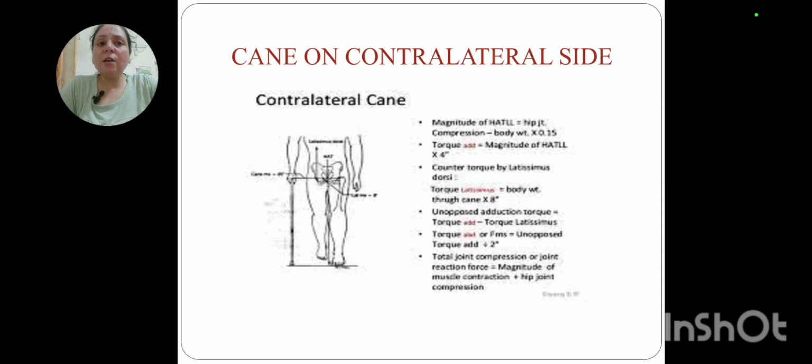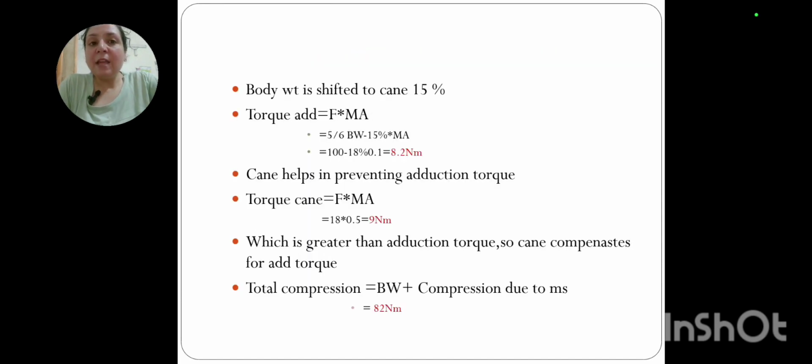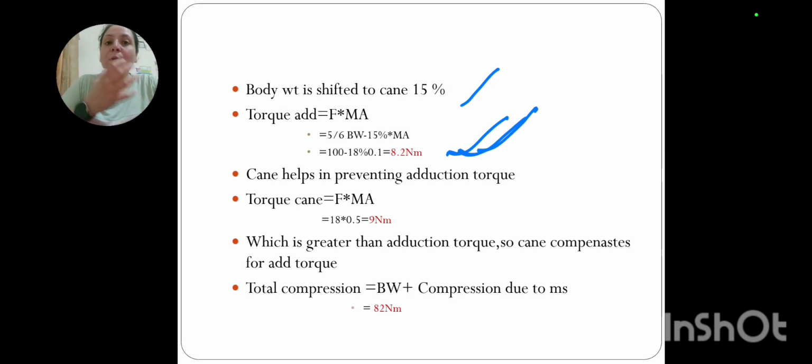When the cane is on the contralateral side, then what happens? Then the body weight is shifted to the cane, similarly, and the adductor torque, if we want to calculate, is on the same line, that is 5/6 of the body weight minus 15%, which is 100 minus 18, which is 82, multiplied by 0.1, the moment arm, which comes out the same. Adductor torque is 8.2. Now the cane has helped us to prevent this adductor torque. That means the cane is compensating for the adductor torque.